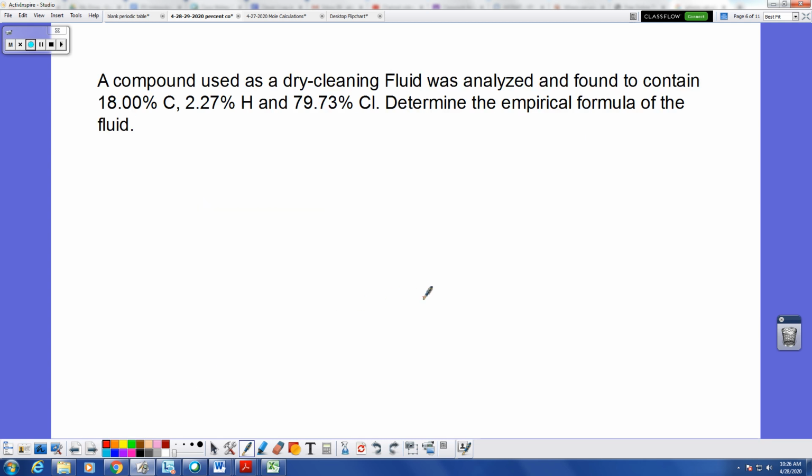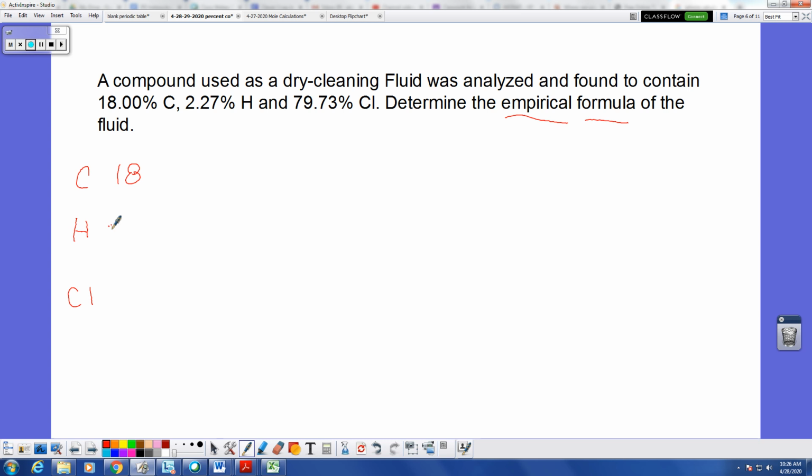Okay, so here's a problem. A compound used as a dry cleaning fluid was analyzed and found to contain 18% carbon, 2.27% hydrogen, and 79.73% chlorine. Determine the empirical formula. So we're going to start, and this is going to look similar to what we did before. We're going to list our elements, okay, and then we're going to list our percentages.